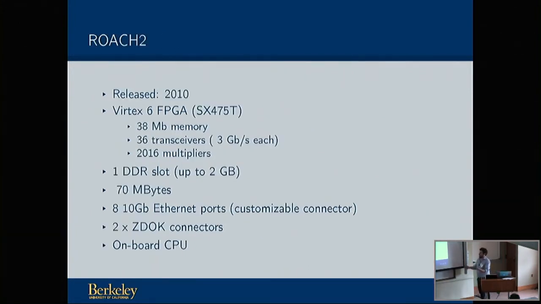So more concretely, actual CASPER hardware. As Jonathan said, not supported in this CASPER workshop tutorial session and now blissfully deprecated by Digicom: the ROACH 2, released in 2010, is a Virtex 6 FPGA, so 38 megabits of memory, 36 transceivers, each one capable of 3 gigabits per second, 2,000 multipliers, some other RAM that's not on the chip, 8 10 gigabit Ethernet ports, very impressive at its time, now not such a big deal. 2 ZDoc connectors, which is to say you can plug 2 ADCs into this thing, and an onboard CPU for programming the board and talking to it.